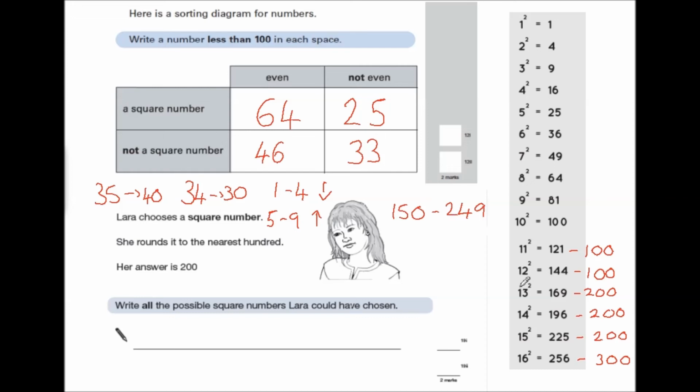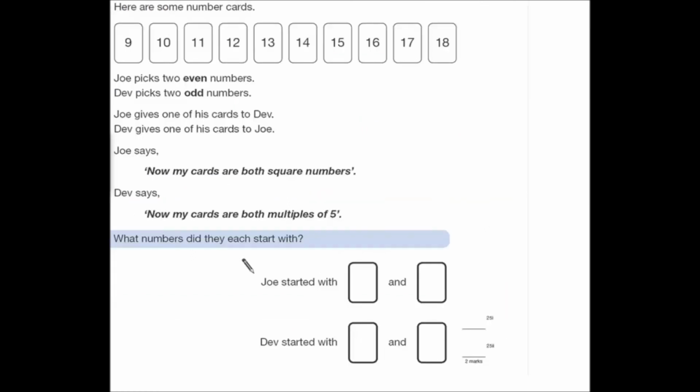And we've already found our answers here. 13 squared, 14 squared, and 15 squared. Those three round to 200. So we can go ahead and pop these on the answer line. 169, 196, and 225. Okay, let's go through one final question. Pause it, have a go, and then come back when you're ready.